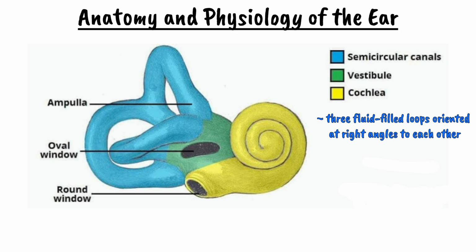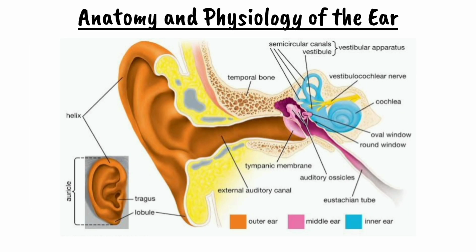So in conclusion, the ear is a highly specialized organ that allows us to hear and maintain balance. The outer ear collects sound, while the middle ear amplifies it, and the inner ear converts vibrations into electrical signals for the brain to process. Additionally, the vestibular system ensures balance by detecting head movement and gravitational forces. So understanding the anatomy and physiology of the ear can actually help you understand how we perceive sound and navigate our environment.